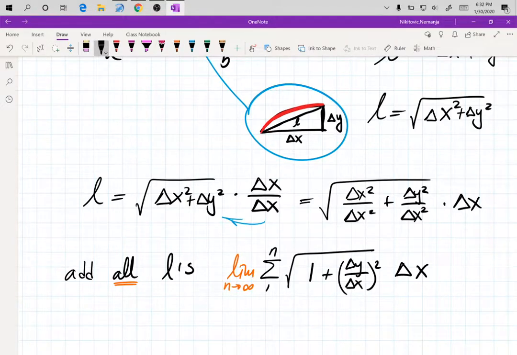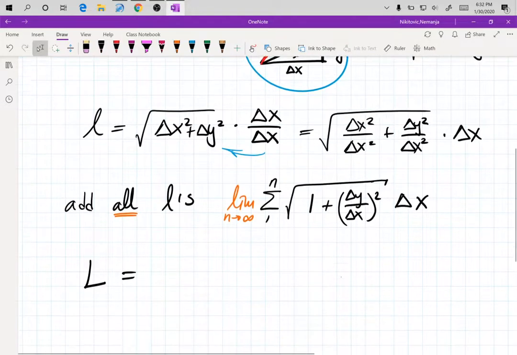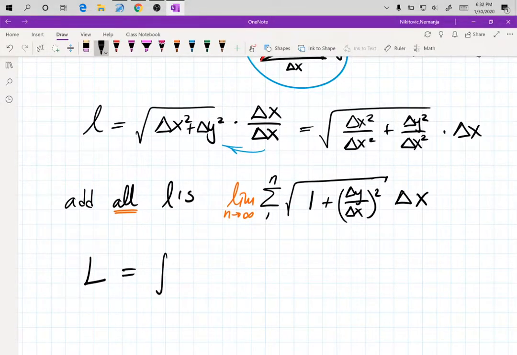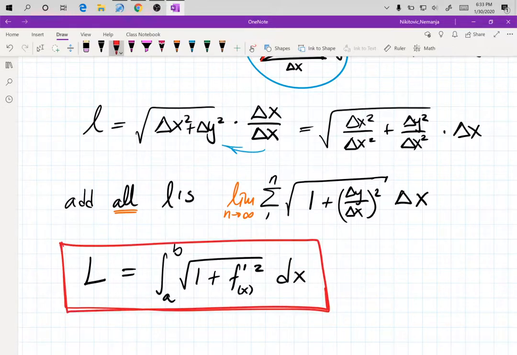Now in Calc 1 you learned that when you have this type of form, it spits out an integral. So the length of curve L is given by, and this is your formula to memorize, integral a to b of square root of 1 plus f prime squared, which is the derivative. You clearly see dy dx there is squared. So that's the derivative squared. And then delta x on the outside becomes dx. This is your arc length.